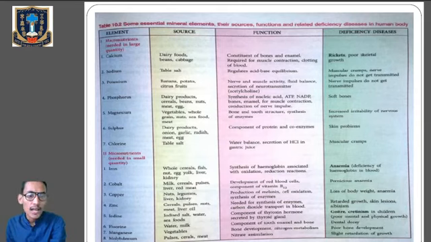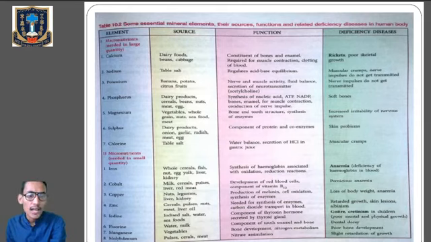In this way, you'll remember the sources, the functions, and the deficiency diseases of all the macronutrients and micronutrients. It's in table number 10.2, page number 99. So kindly go through it. This is very, very important. So kindly go through table number 10.2.